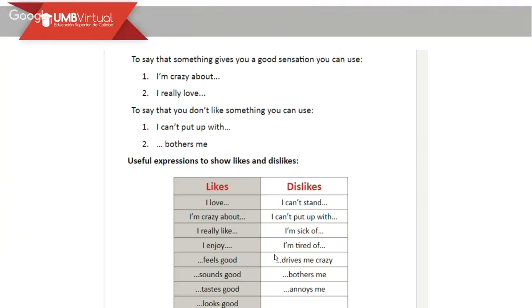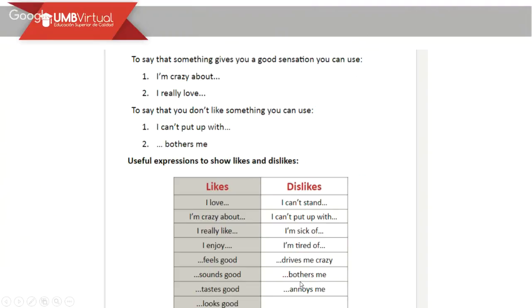There are different expressions that we can use at the moment we really want to say something we like or do not like doing. In this case, I'm crazy about es la expresión como tal, hace referencia a algo que nos gusta. I'm crazy about eating junk food, for instance. I really love swimming. I can put up with noisy places, for instance.